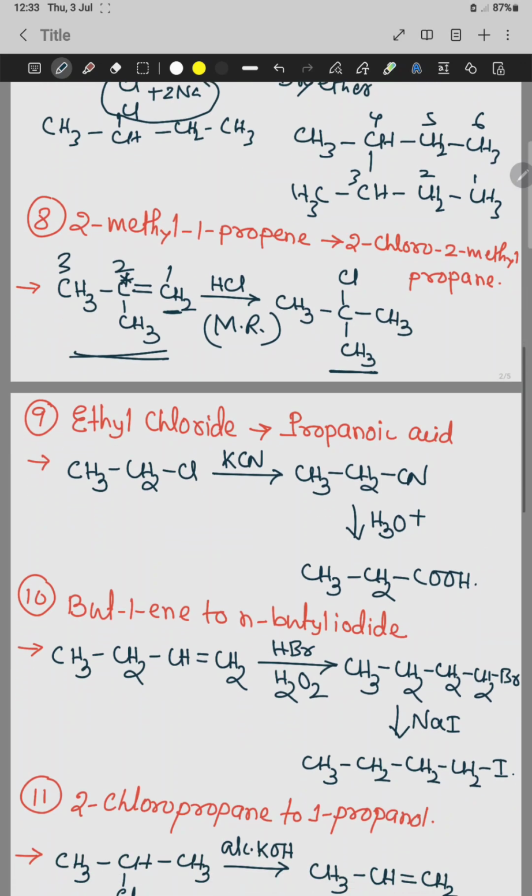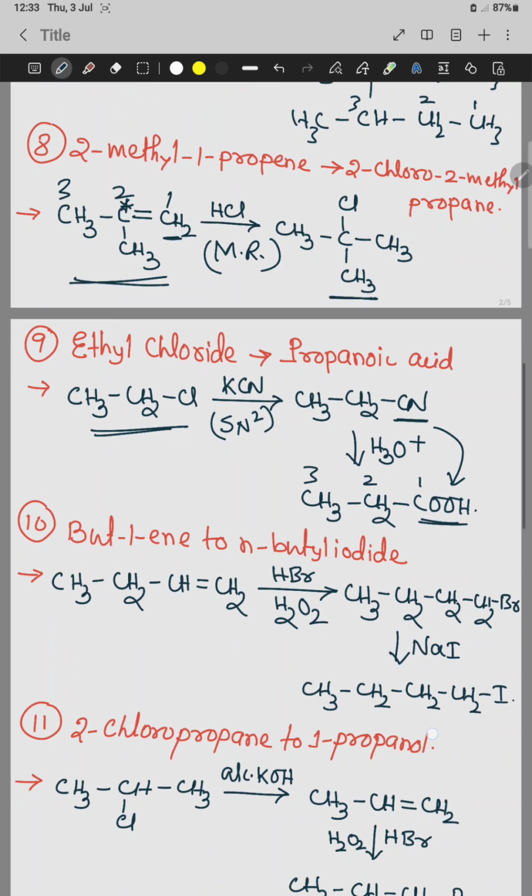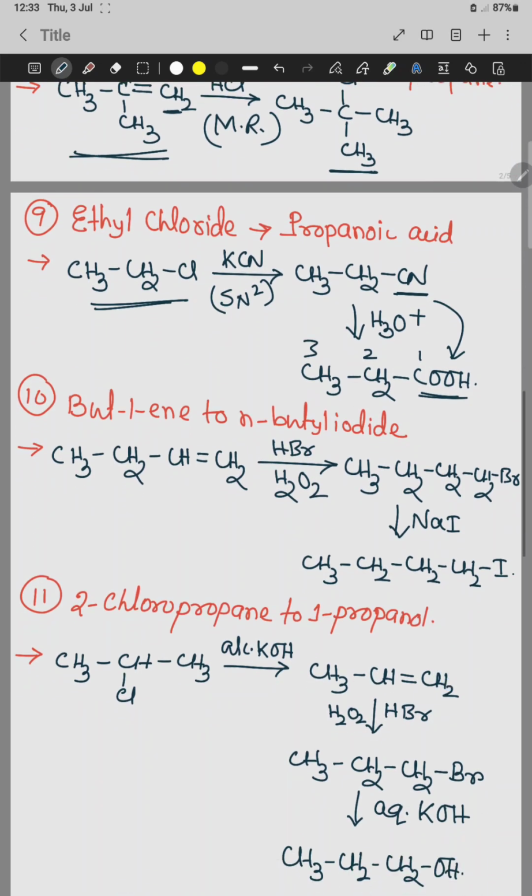Now ethyl chloride to propanoic acid. This is again very easy. This is our ethyl chloride. Just give KCN, and according to the SN2 reaction, the Cl will be replaced by CN and do the complete hydrolysis. When you do complete hydrolysis, this CN group is converted into COOH group. So this is your propanoic acid. 1 2 3, 3 carbon. So this is propanoic acid. Very simple reaction.